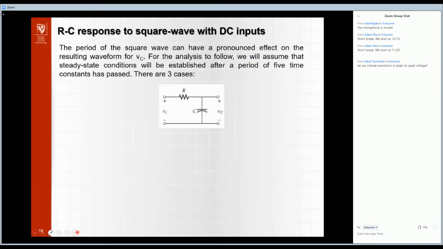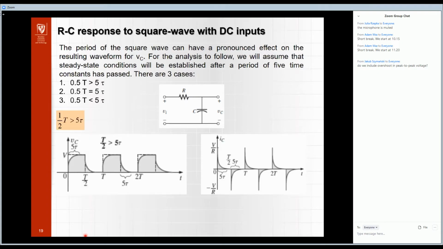So the period of the square wave can have a pronounced effect on the resulting waveform for VC. For the analysis to follow, we assume the steady state condition is established within a period of 5 time constants. And when we take this into account, we can examine three cases. First is when half of the period is more than 5 tau, the second is exactly 5 tau, and the last one is less than 5 tau. So now we can see what is happening.